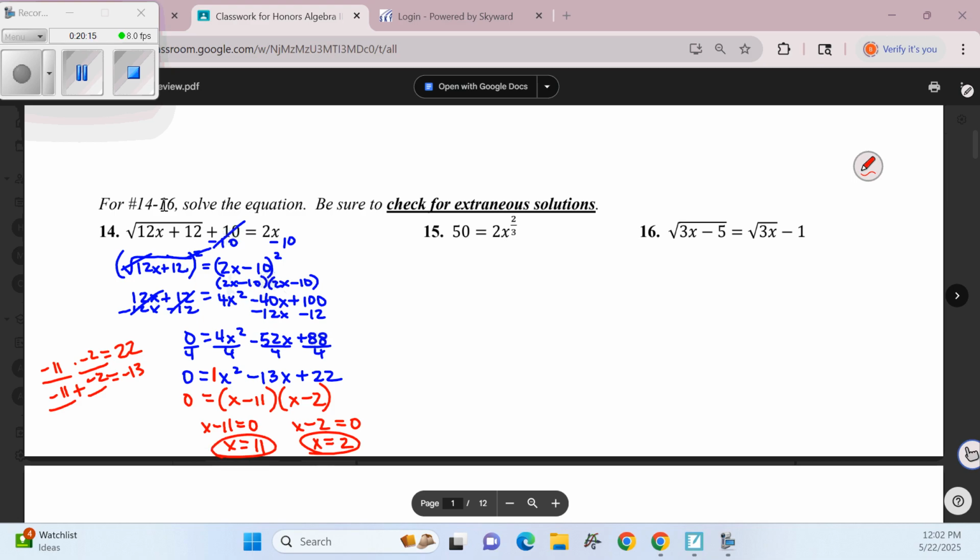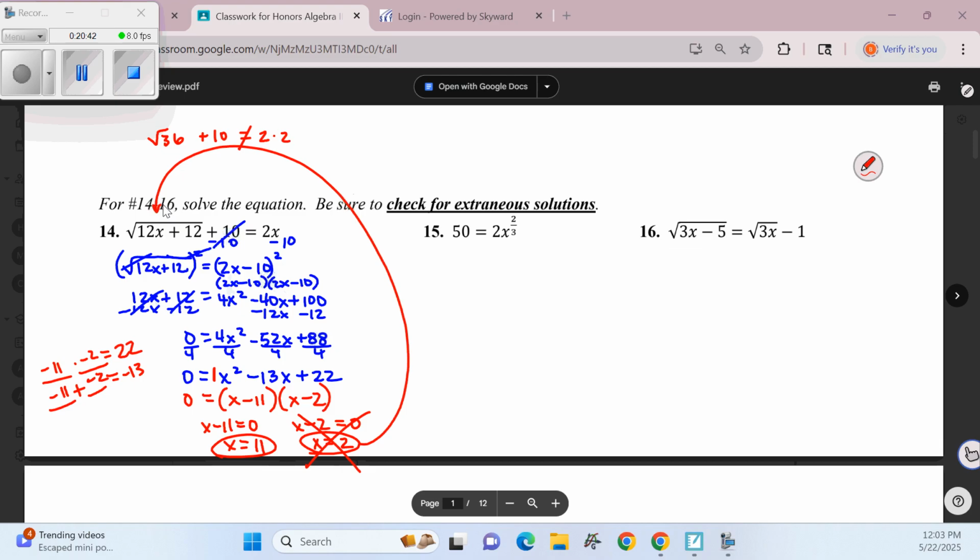So the first thing I would do is go back up here and say, does this work? So 12 times 2 is 24, plus 12 is the square root of 36, plus 10 equals 2 times 2. So 6 plus 10 does not equal 4. So this guy cannot possibly be a solution.